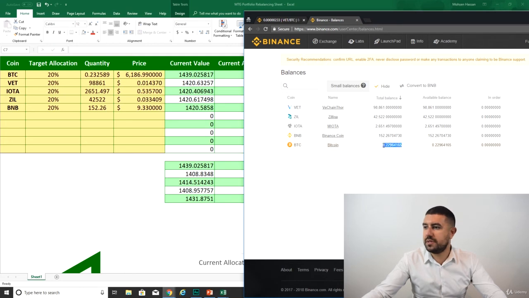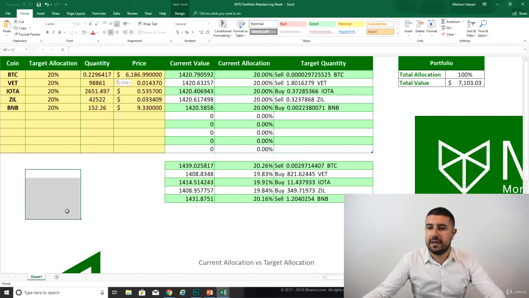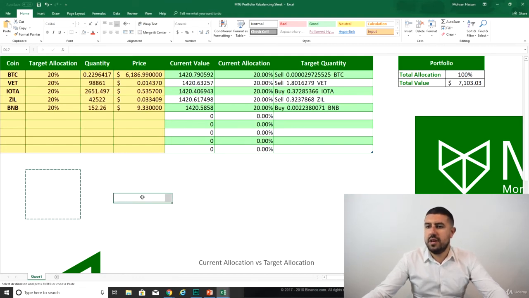And let me just copy this here. Copy it here. And I'll paste while matching this format. Here we go. Bam. Now with the new quantities that I have, because I've done this correctly this time. Okay. With the new quantities that I have in my balance after having sold and done all of this stuff, let me just clear this.